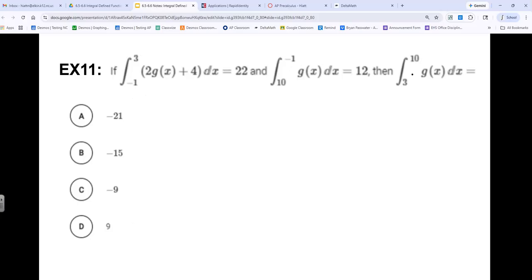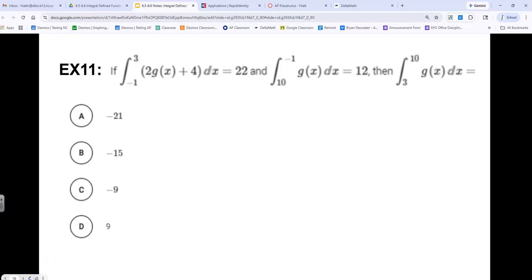So for this, I know the value of this is 22. But I'm asked for the integral from 3 to 10. And this is like pretty complicated. Now, if they had given me the integral from -1 to 3, that would be helpful, right? First of all, this is a backwards integral. I don't like that that is a backwards integral.